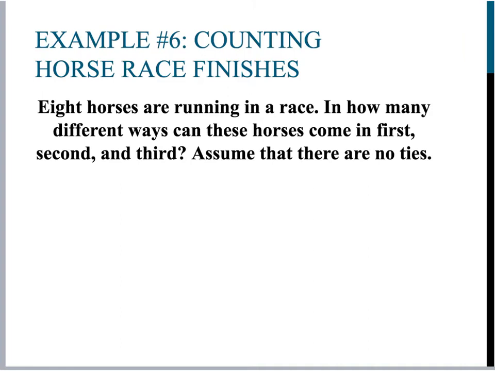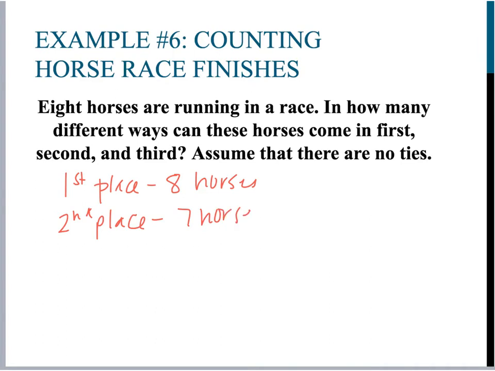So if there are 8 horses, the possibilities for first place are 8. Any of those 8 horses can get first place. For second place, because there was already a first place, now there are only 7 horses that can get that place. And then third place, because there is a first and a second place, you only have 6 horses left that can get that spot. So essentially what we did was 8 times 7 times 6, which is 336. So there are 336 different ways.